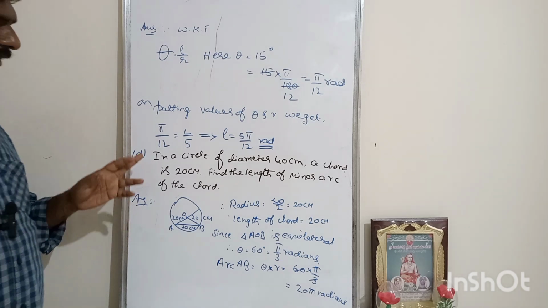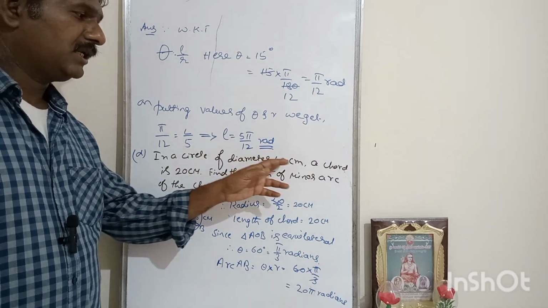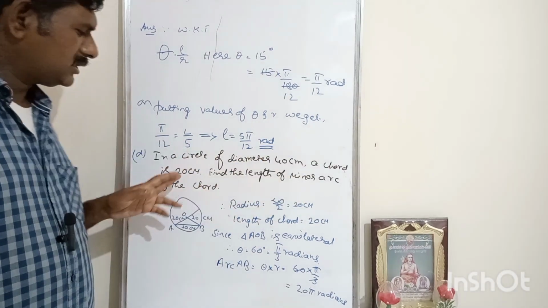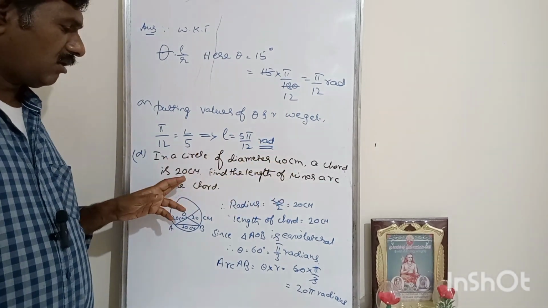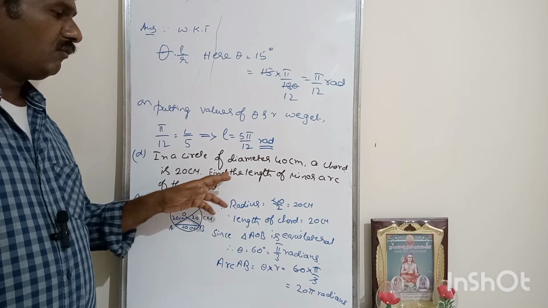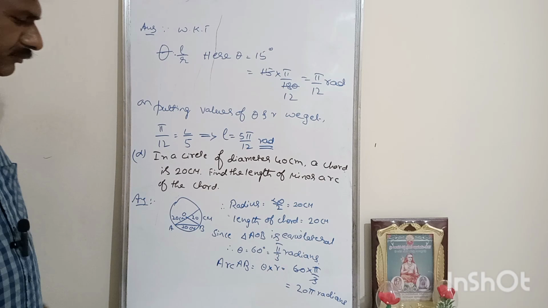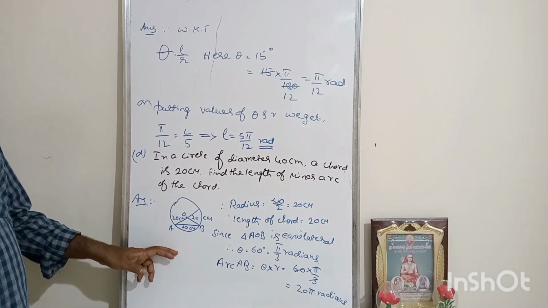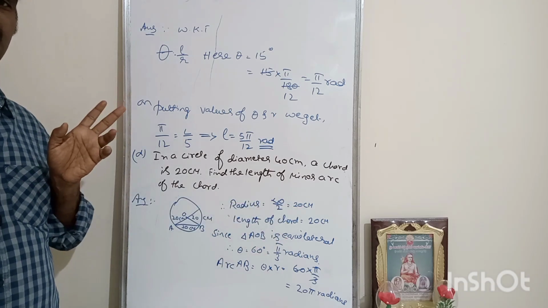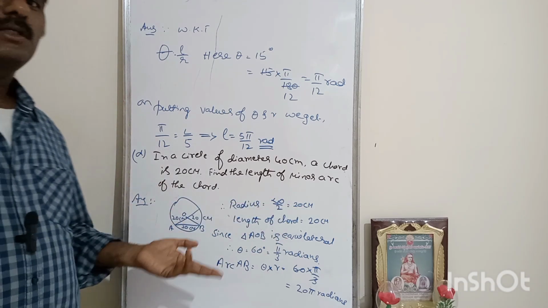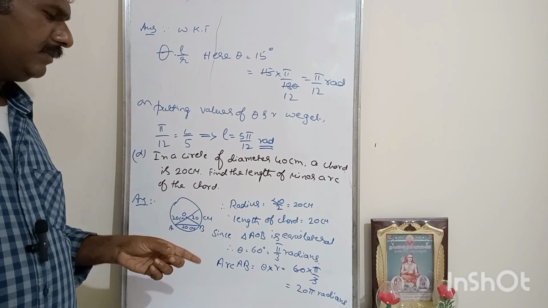In the fourth problem, we see a circle of diameter 40 centimeters and a chord of 20 centimeters. The diameter is 40 centimeters, the chord is 20 centimeters. Find the length of the minor arc of this chord. This is the diagram. Therefore, the radius is 40 by 2, that is equal to 20 centimeters, because you know that 2r is equal to d.